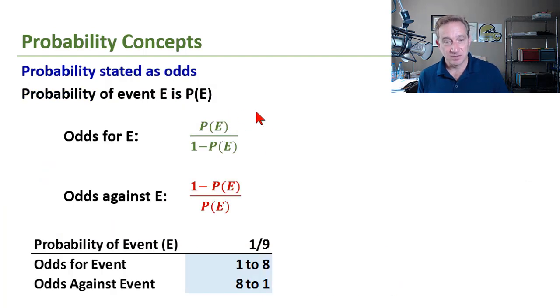We have the concept of odds, and this will be familiar if you've done any betting or sports betting or something like that. But if we have the probability of E represented here, the odds is expressed a little differently.